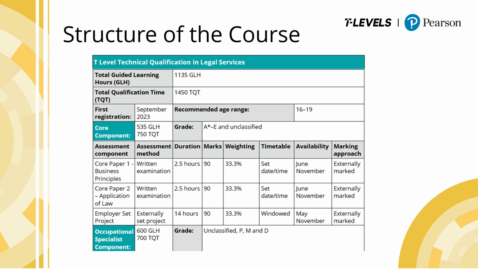Students also need to complete a 315-hour industry placement related to the occupational specialism selected by the student. This is not something that Pearson are involved with. Guidance from the Department for Education states that the industry placement will last a minimum of 315 hours, which is approximately 45 days, but can last longer.